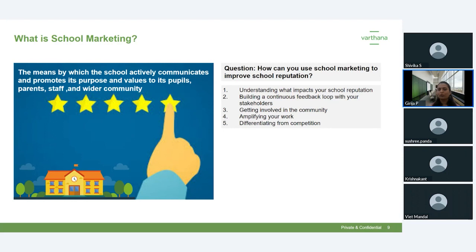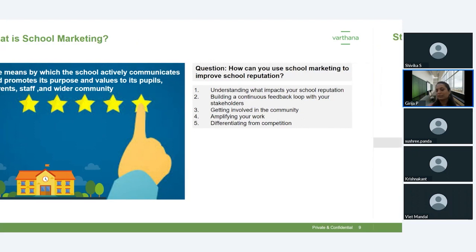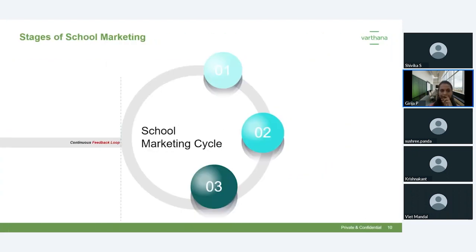So through these factors, school marketing can improve your school reputation. Let's move ahead and see in more detail what the school marketing stages are. The first stage is market research. Here you're trying to understand your target, your customers' needs, and what they want.